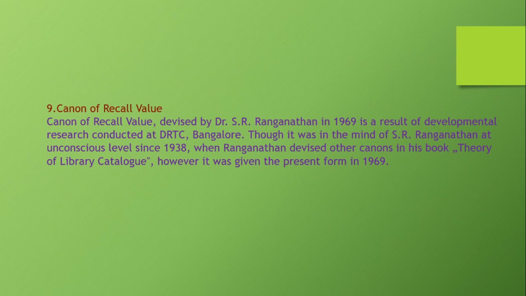Canon of Recall Value. Canon of recall value devised by Dr. S.R. Ranganathan in 1969 is a result of developmental research conducted at DRTC, Bangalore. Though it was in the mind of S.R. Ranganathan at unconscious level since 1938, when Ranganathan devised other canons in his book Theory of Library Catalogue, however, it was given in present form in 1969.